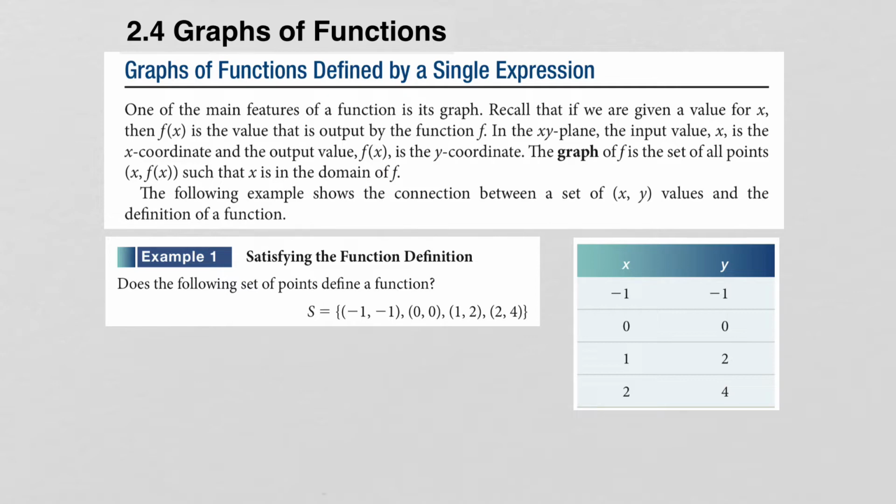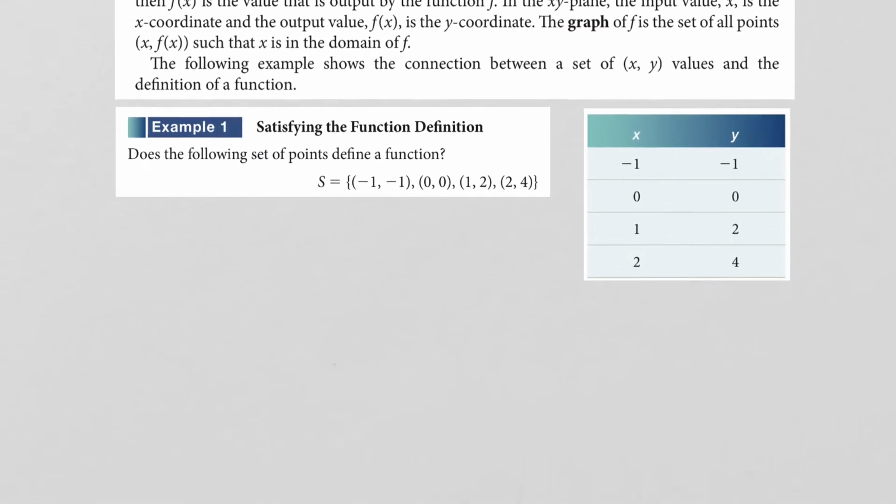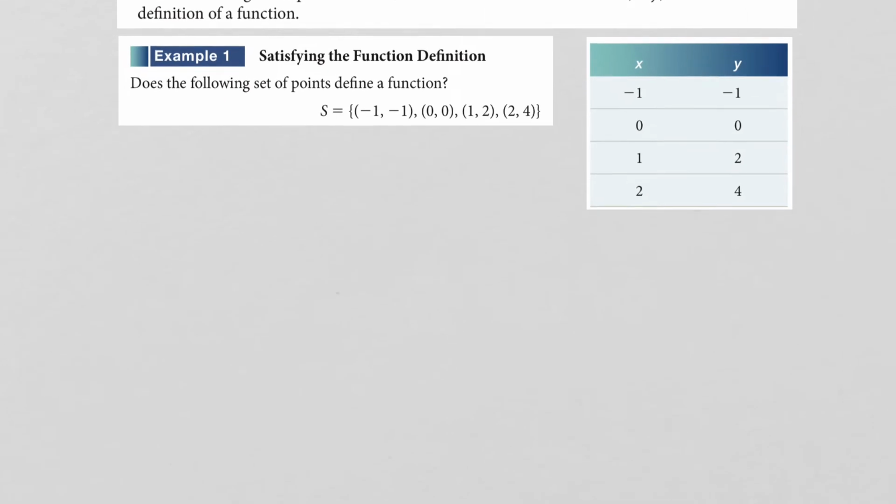All right, so we're just going to start with a simple example here. Suppose I give you the set of points S equals (-1, -1), (0, 0), (1, 2), and (2, 4). Does this define a function?